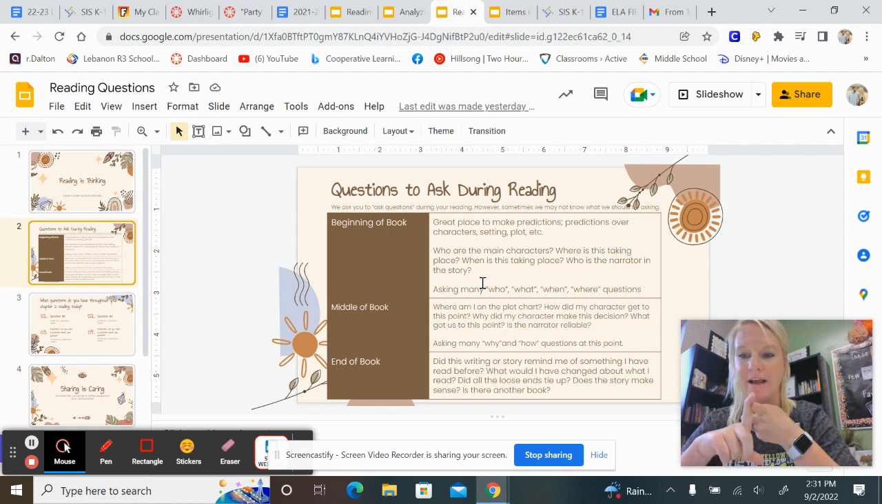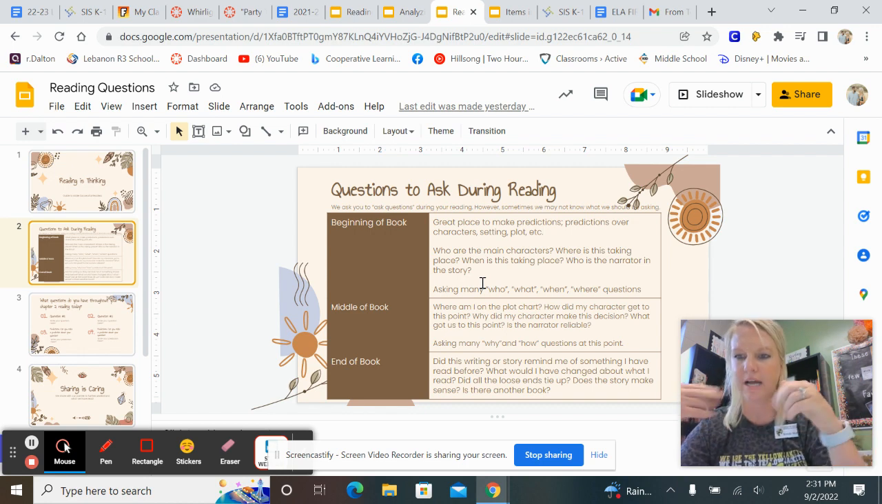Well, in chapter 2, we're going to have new main characters, okay? Where is this taking place? We're in a new setting with our chapter. When is this taking place? Who is the narrator of this storyline? Because it's going to change from Brent, because Brent was the narrator in the first chapter. Now we have a different narrator. So we're going to ask a lot of questions like who, what, when, where, those kinds of things, trying to figure out.